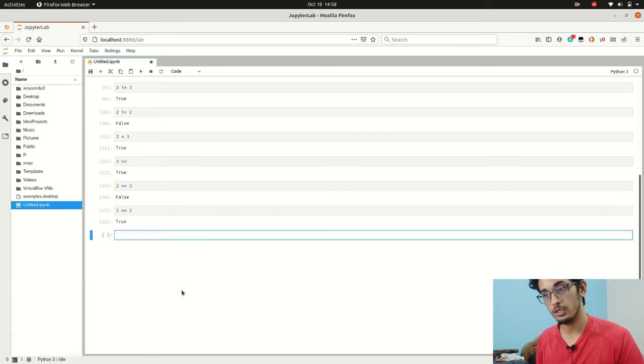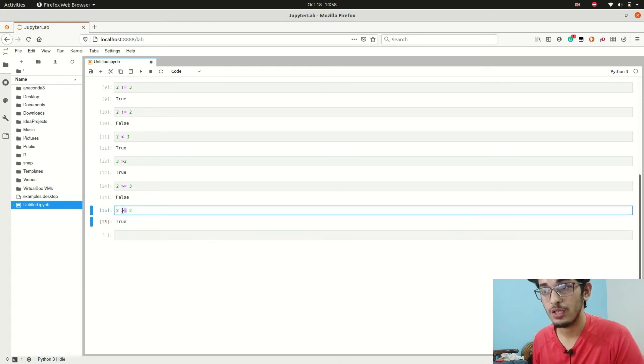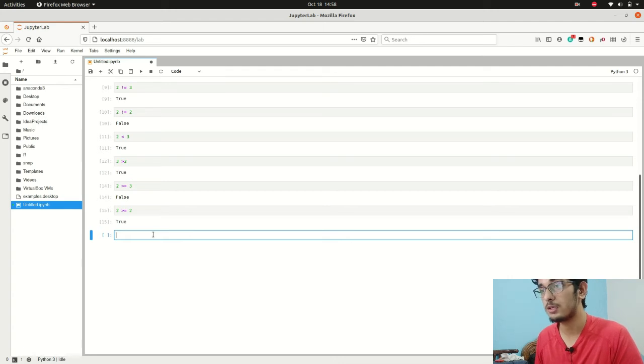Yes, it is true because 2 is not greater than 2, but 2 is equal to 2. So here come two conditions. It checks if it is greater, and it also checks if it is equal. So in this we have two conditions here. That concludes the comparison part. It's just a small part.